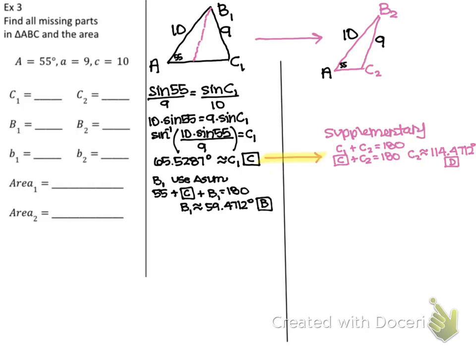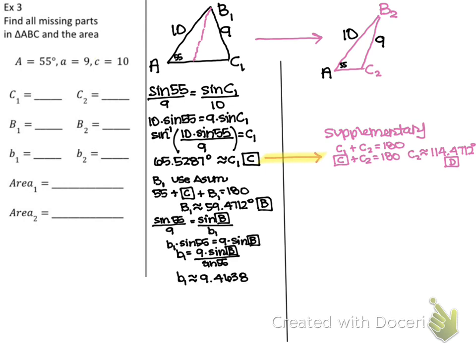Now, if I want to finish this, the next thing that I would find is little b1. So why don't you set up little b1? Remember, use the complete ratio of what was given to you. You're not going to use any C business at all because we're not trying to find C, we're trying to find B. So set up the ratio, see if you can find little b1. Okay, so I did sine of 55 over 9, that's my complete ratio, and then sine of b1, which I put on button B, over b1, cross multiplied, solved. Looks like I got 9.4638.